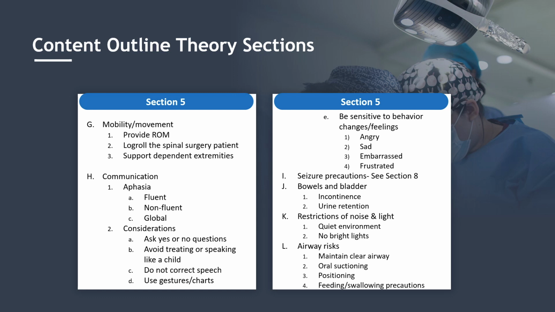Communication. Aphasia. There is fluent, non-fluent, and global. Considerations: ask yes or no questions. Avoid treating or speaking like a child. Do not correct speech. Use gestures and/or charts. Be sensitive to behavior changes or feelings, such as being angry, sad, embarrassed, or frustrated. For seizure precautions, see Section 8.